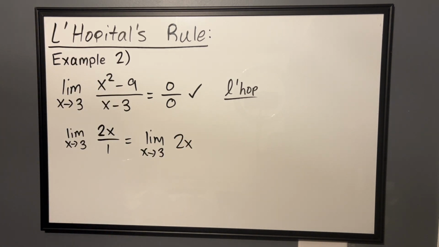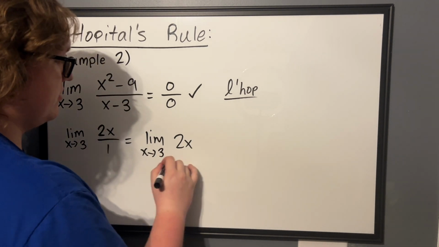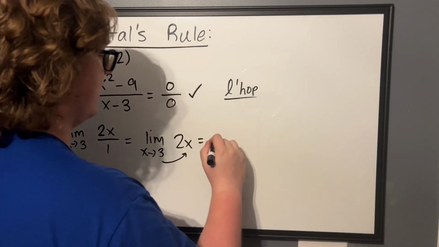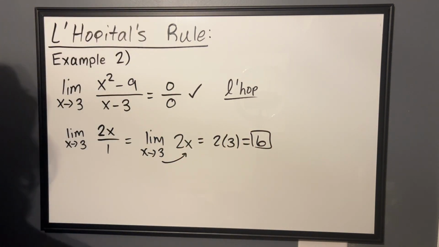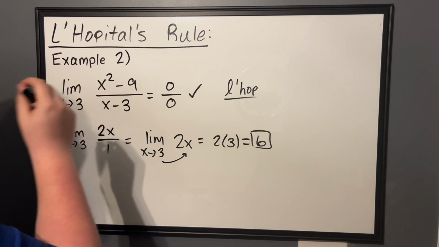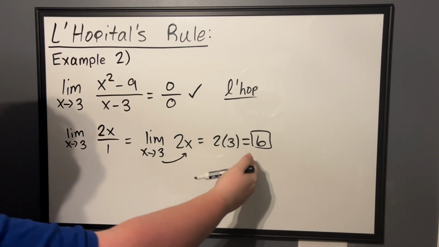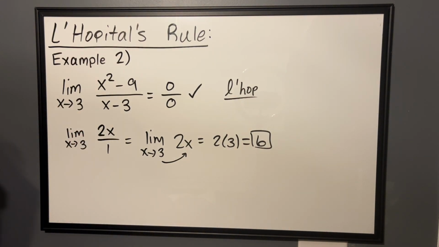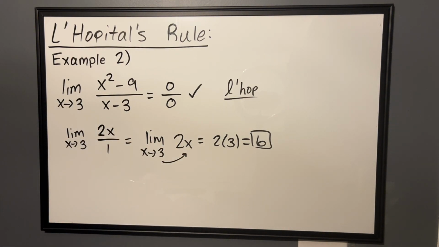And now we see that we can plug in that 3 immediately into the x, right? Because this has no issues anymore. So we'll plug the 3 in and we'll get 2 times 3, which is equal to 6. And that is the answer for our limit. You can see how much quicker this is. All we did was just take the derivative of this, take the derivative of that, plug it in, and we get our answer. Instead of having to remember how to factor x squared minus 9 and cancel it with the x minus 3, we can do this in one step. And it's very, very helpful.